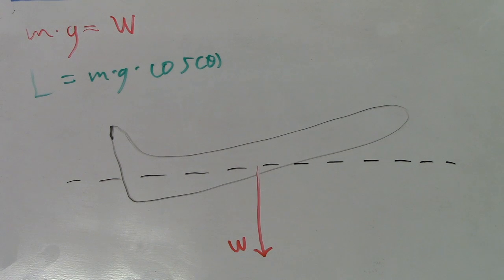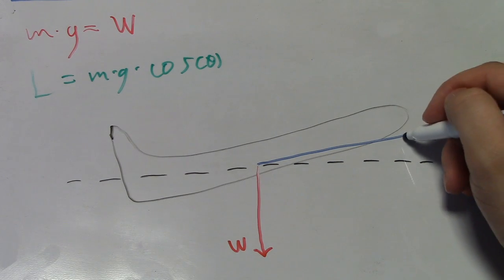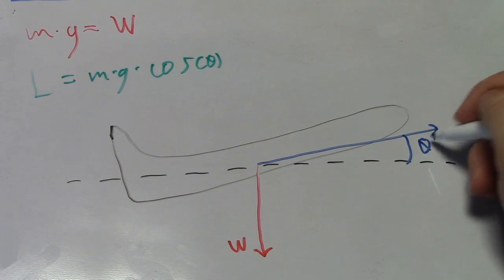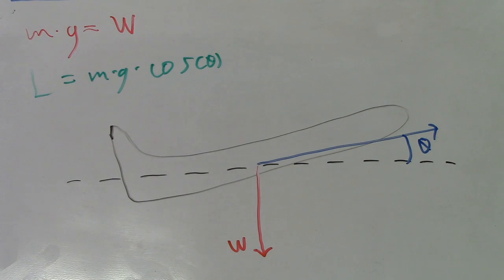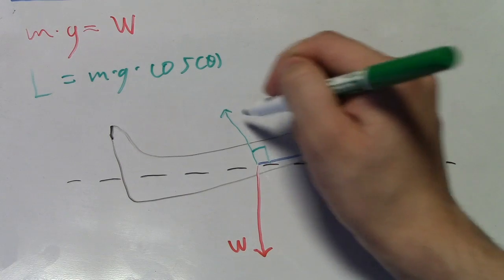And the lift is perpendicular to the direction of movement. However, planes do not move in a horizontal direction. They actually move slightly above the horizontal. And in doing that, they create an angle theta with the horizontal. And as I mentioned, lift is perpendicular to the direction of movement.